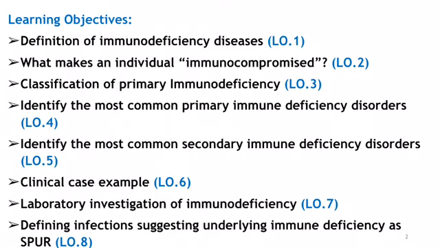We have many learning objectives for this lecture. We are going to define what immunodeficiency diseases are and what makes an individual immunocompromised, and classify the immunodeficiency diseases as primary and secondary, and identify the most common primary and secondary immunodeficiency disorders. And we are going to discuss a clinical case example and laboratory investigations for immunodeficiency disorders, and define what SPIR is.